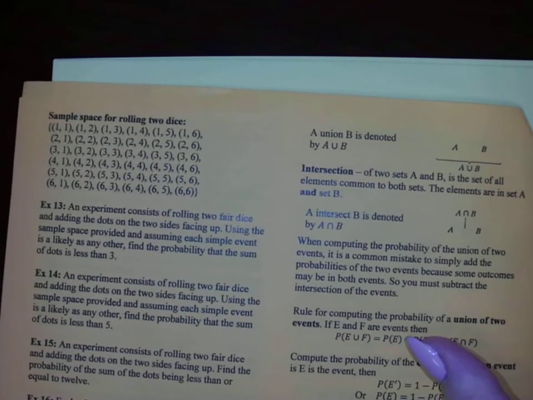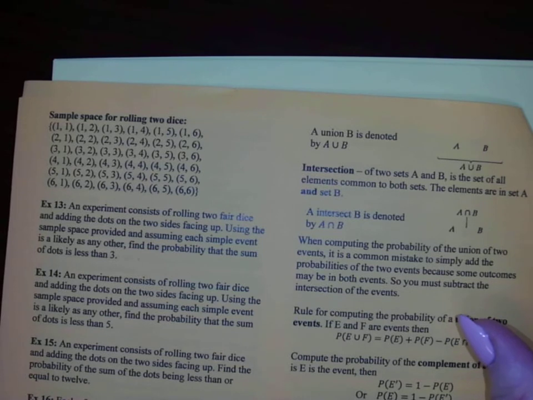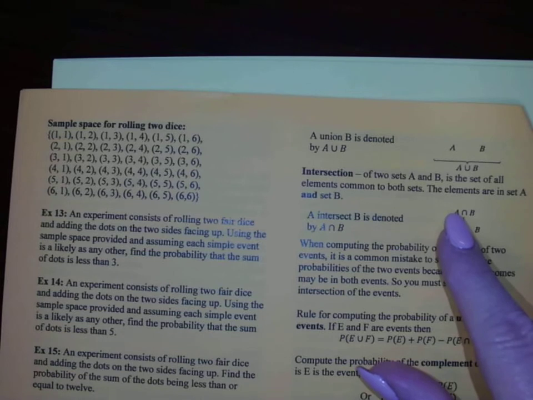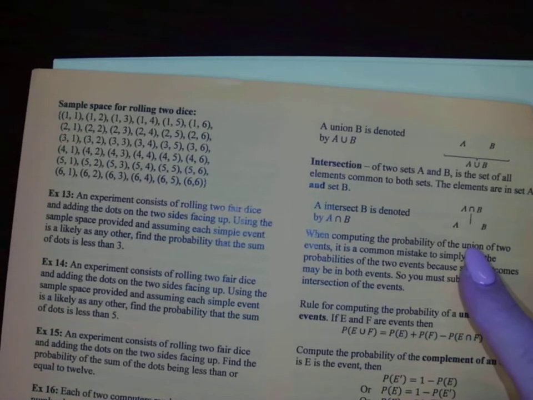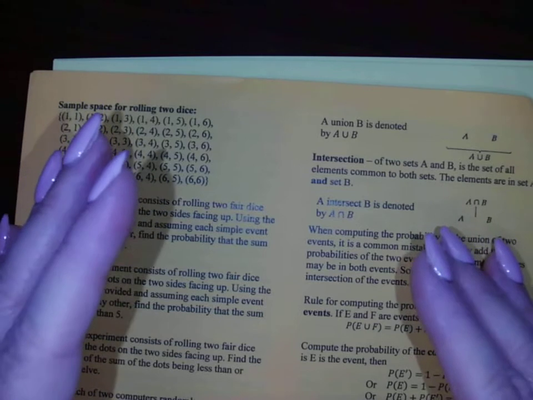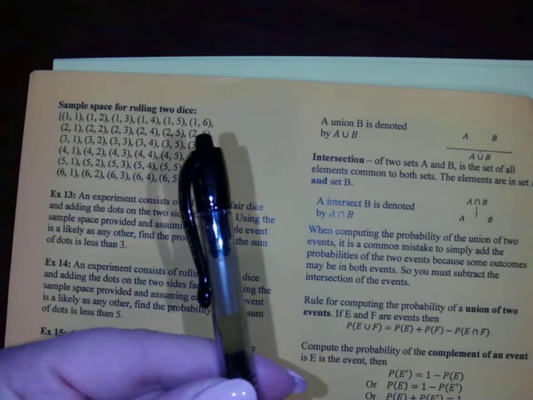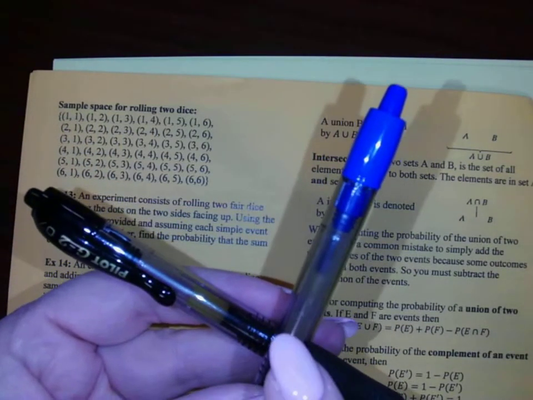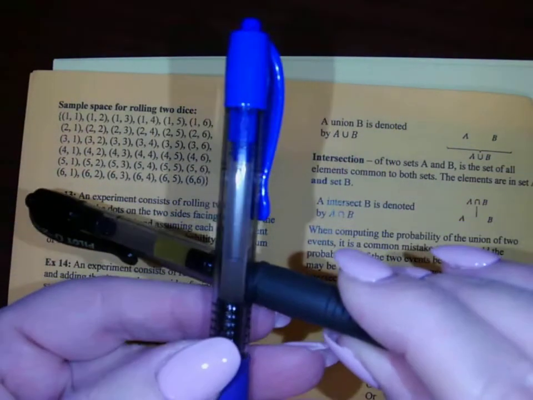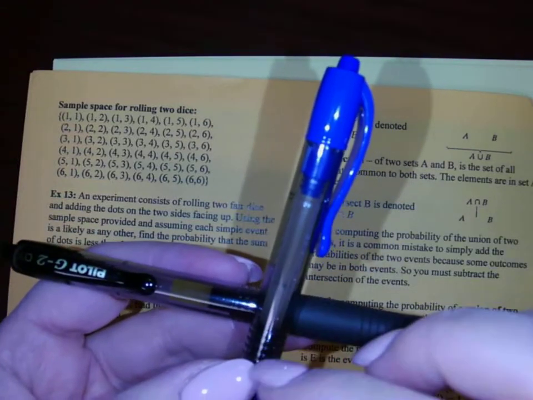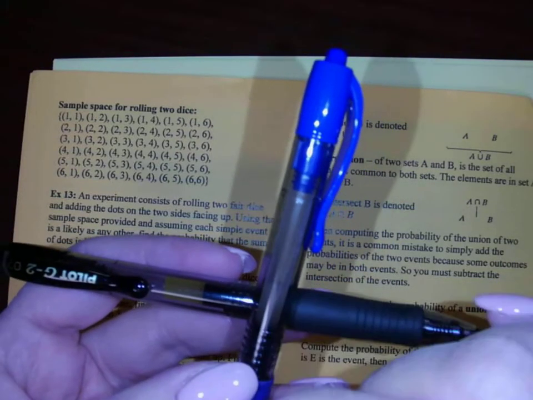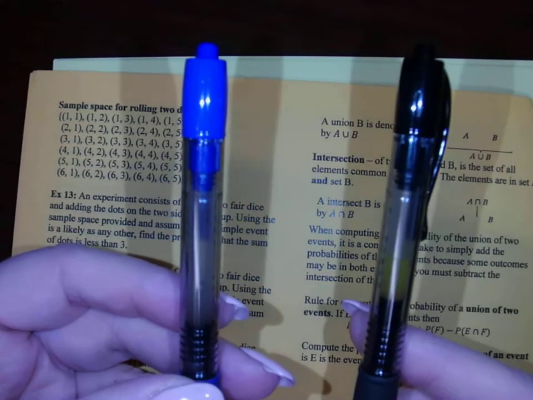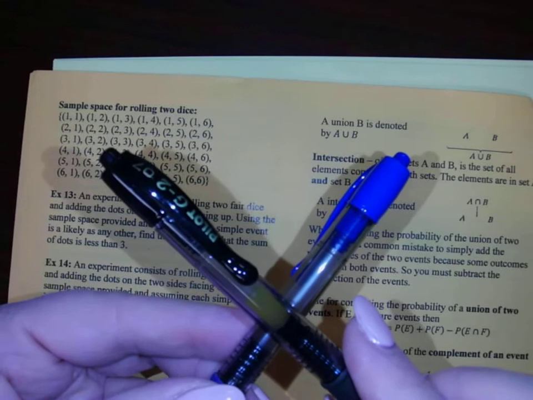The intersection of two sets A and B is the set of all elements common to both sets. So the elements are in set A and they're in set B. So the difference is the union can be in this set or it can be in this set. The intersection has to be in both sets. So think about the intersection of a street. Where it intersects, they're on both streets because it's on this way and this way. But the union is this one or that one. It just has to be in one of them. Intersection has to be in both.